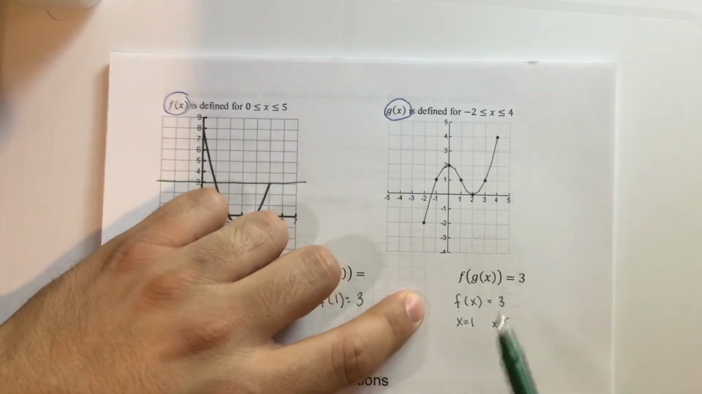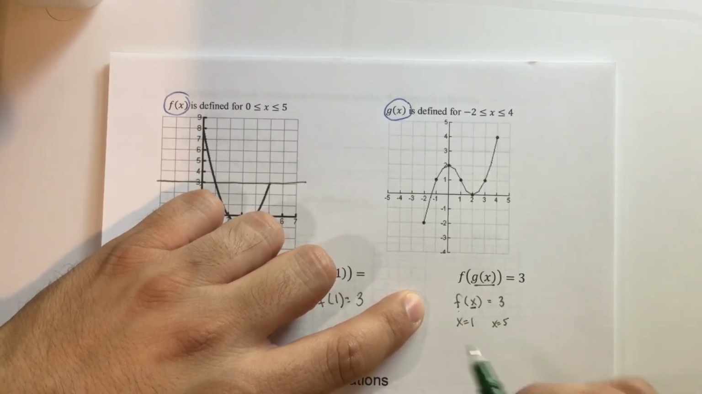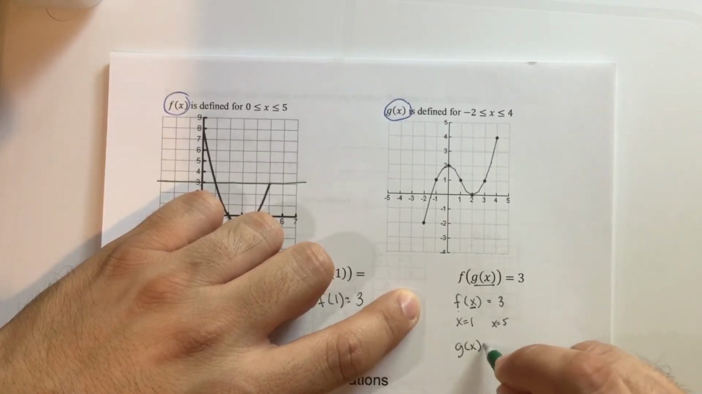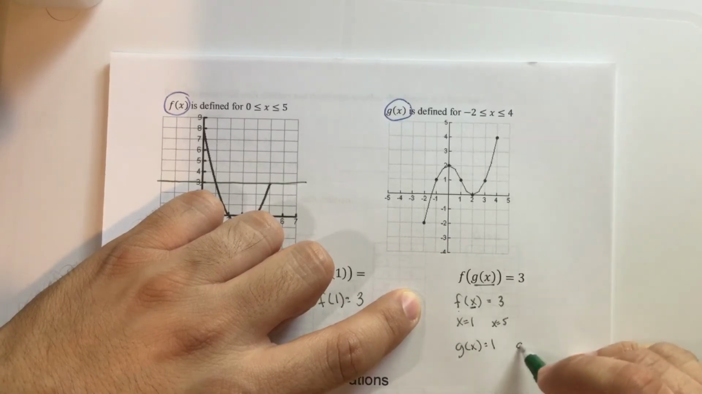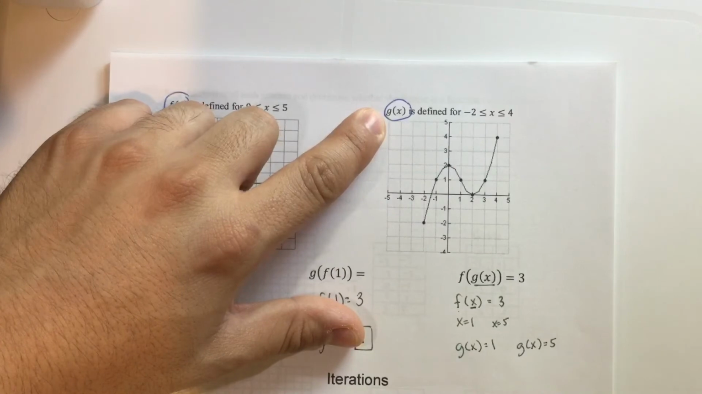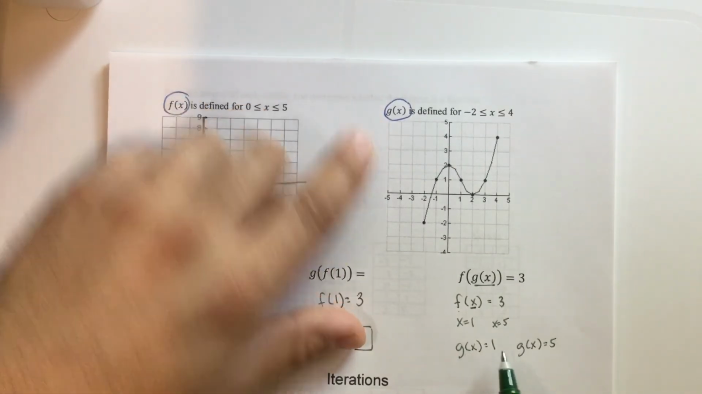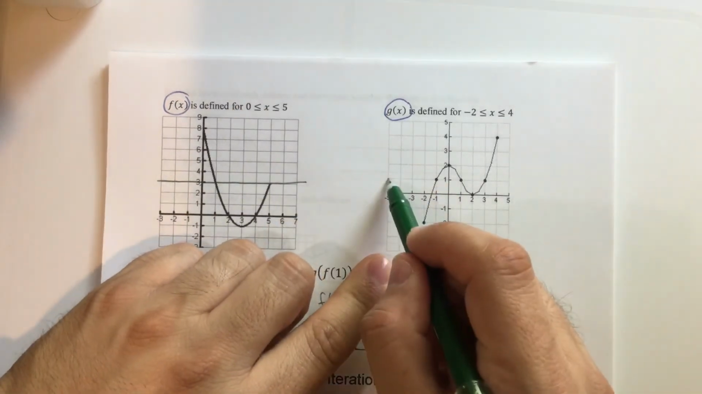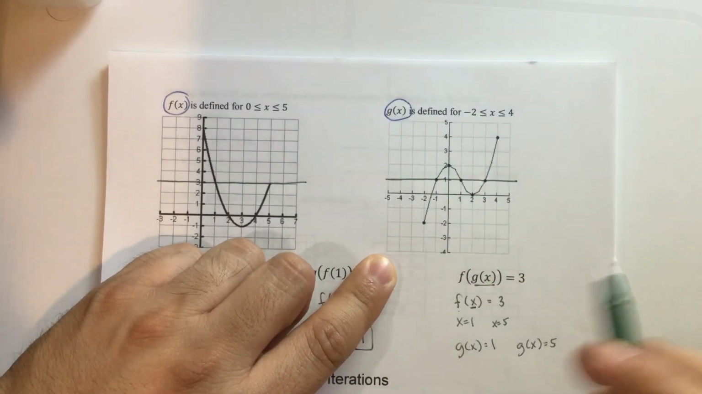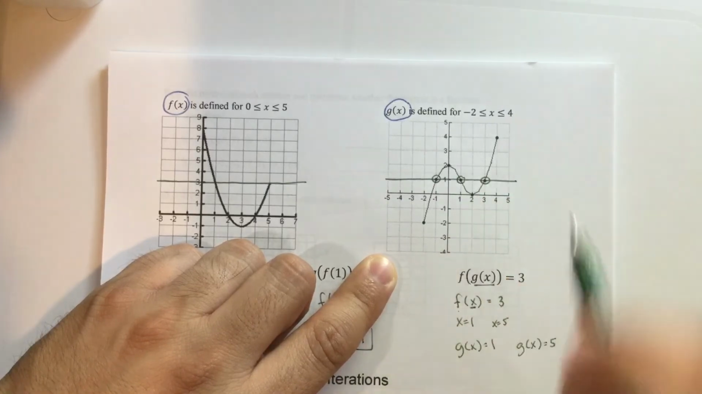Okay, so now this isn't actually x, this is g of x. So now I'm going to set each one of these values equal to g of x. So now we have that g of x is equal to 1 and g of x is equal to 5. Okay, so now we go to the g graph, and I draw a horizontal line to see where it hits. So g of x equals 1. So the y value is 1. I'm going to draw a horizontal line, and I'm going to circle where they intersect. I see it intersects 1, 2, 3 times.